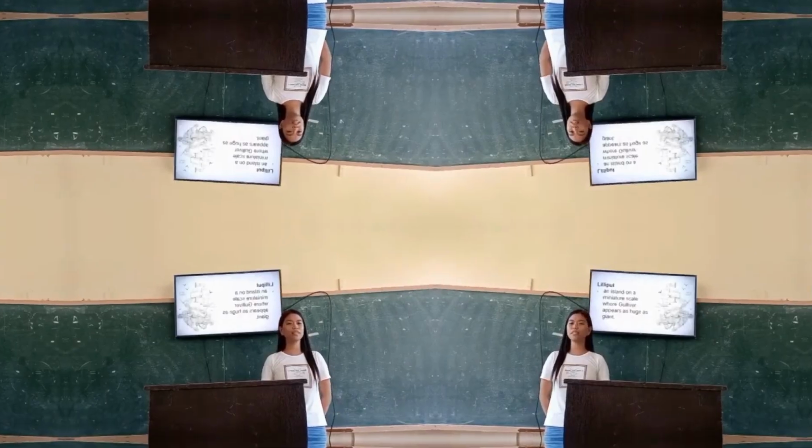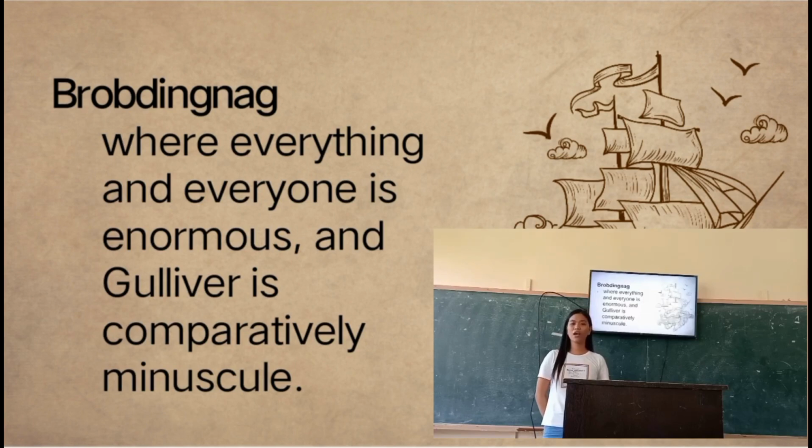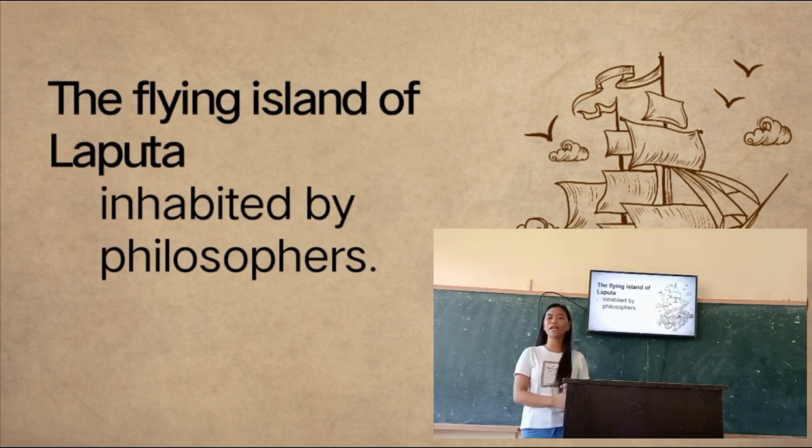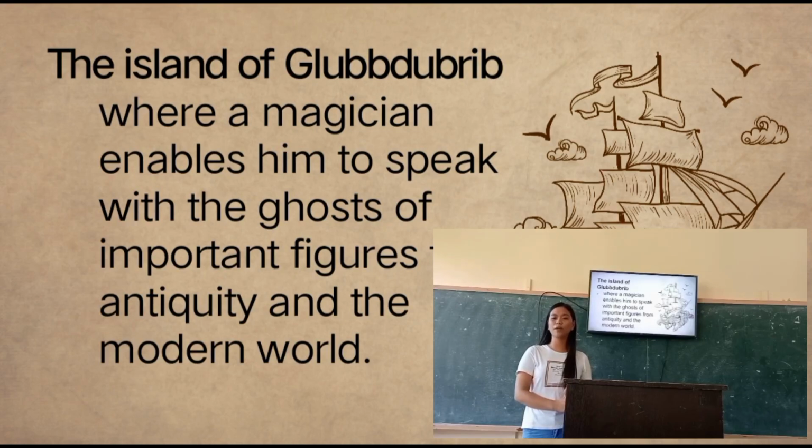We are now on setting, so here are the places where the story happened. Lilliput is an island on a miniature scale where Gulliver appears as huge as a giant. Brobdingnag, where everything and everyone is enormous and Gulliver is comparatively minuscule. Next is the flying island of Laputa, inhabited by philosophers. Next is the kingdom of Balnibarbi, full of obsessive scientists. The island of Glubbdubdrib, where a magician enables him to speak with the ghosts of important figures from antiquity and the modern world.